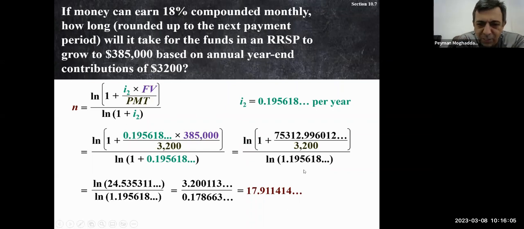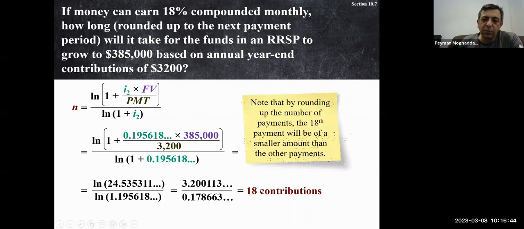17.91 doesn't make sense, right? So it has to be 18 or 17, right? When it says next payment period, it means you have to make it 18, okay? Because you calculate the number of payments, and the number of payments can't be a decimal, because you're counting payments, right? So 18 contributions, which means the last contribution will be a little bit smaller than 3,200, because it was 17.90 or something, right?